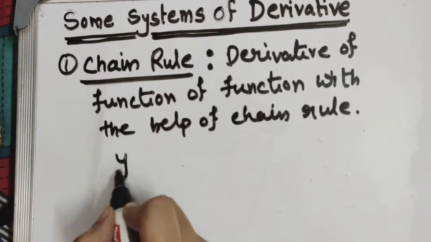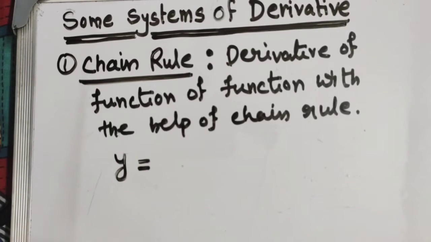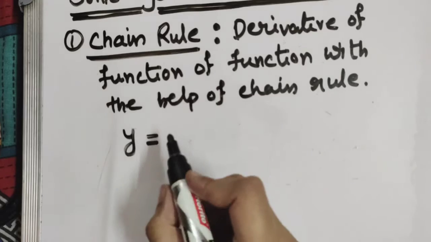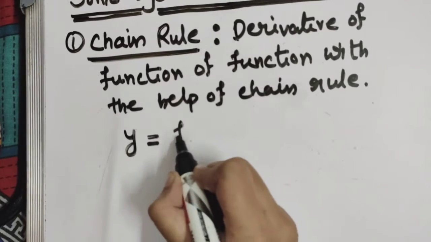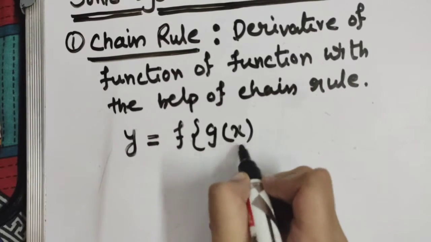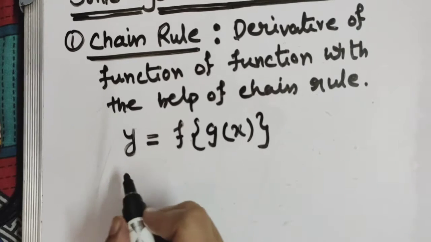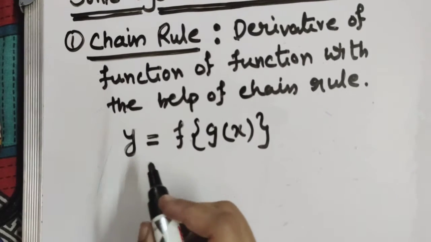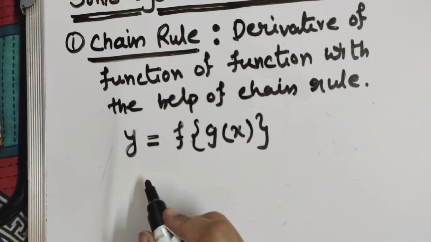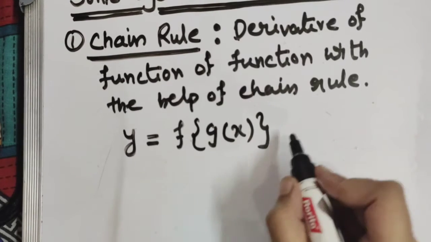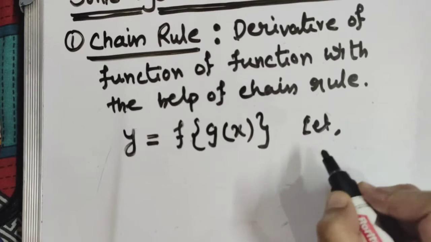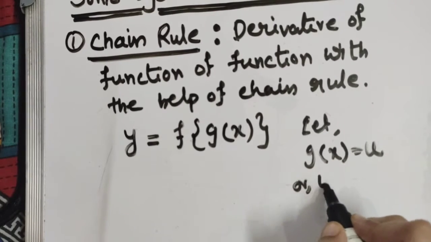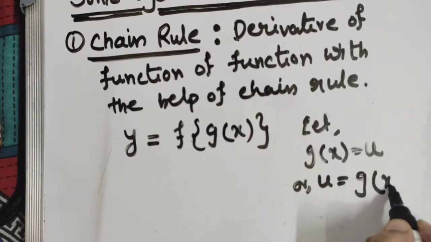Now that means y equals to, if we write it in mathematical form, right? So y equals to, let's say, f of g of x, right? f of g of x. Now if we want to derivative this y, here we can apply chain rule. So let g of x equals to u, okay, or u equals to g of x.